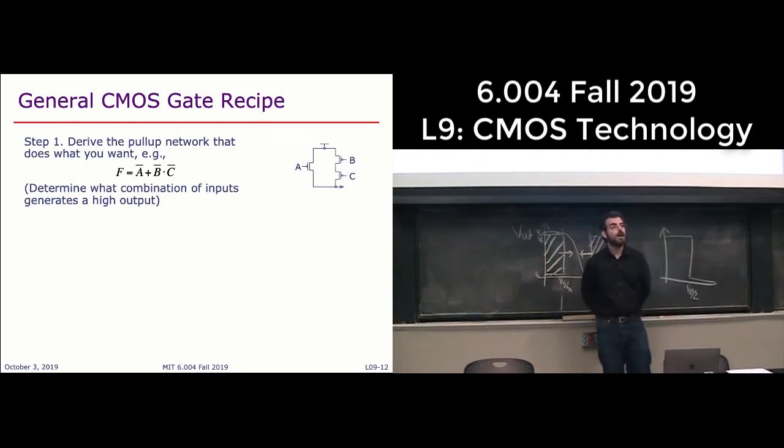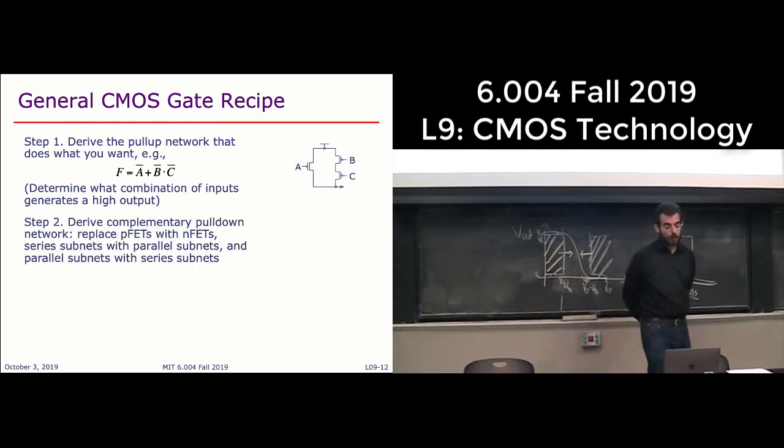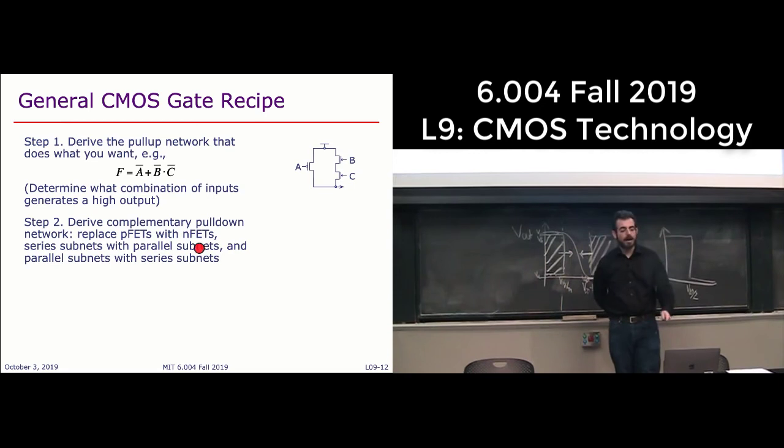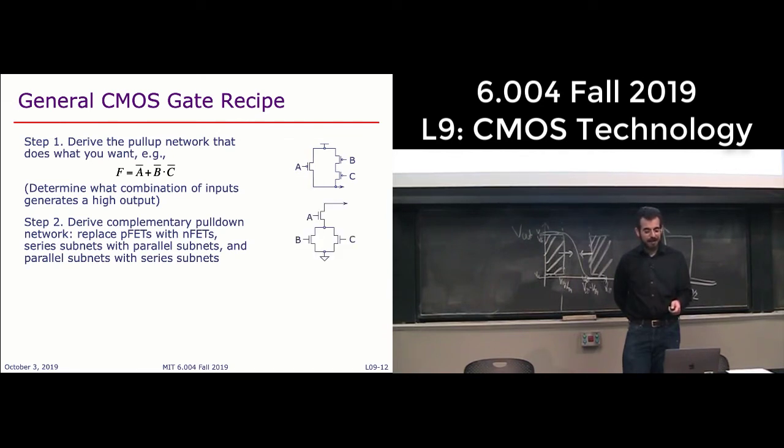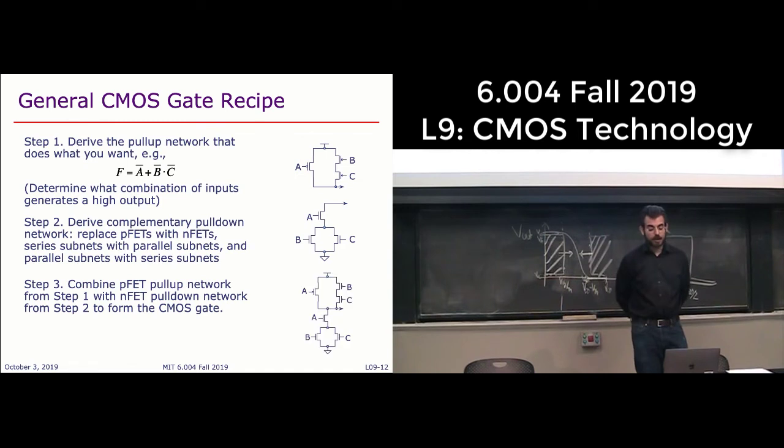Then we can just derive the complementary network by replacing all the series subnetworks with parallel subnetworks and all the parallel subnetworks with series subnetworks. So what is this? Well, this is this. There are two things in parallel, right? So let's put them in series. So that will be A with whatever subnetwork we have here. But now this is two things in series, so we have to change them to be in parallel. And that is the complementary NFET network. And then the only thing we have to do is to just connect them both together.